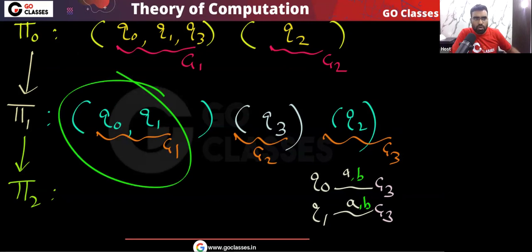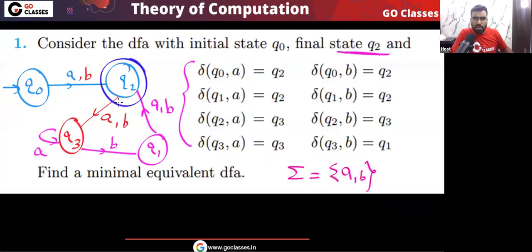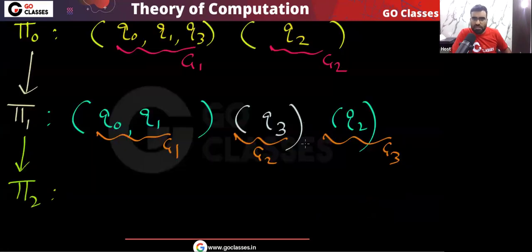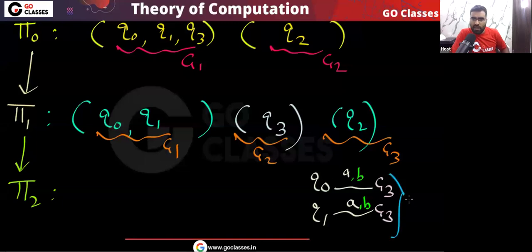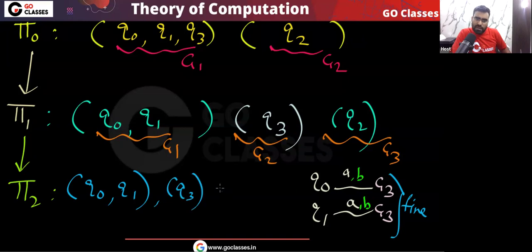So we are checking this Q0, Q1. Now you can notice Q0, Q1 on A, comma B, they are going to Q2, which is group G3. So I can say that it is fine. Finally, I can say that Q0, Q1 will be together. Q3 will be separate and Q2 will be separate. So this is your answer. You can see pi 1 and pi 2 are the same.